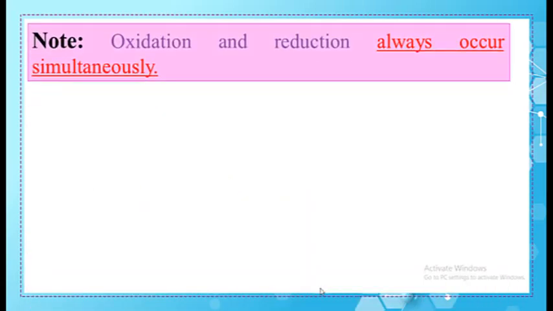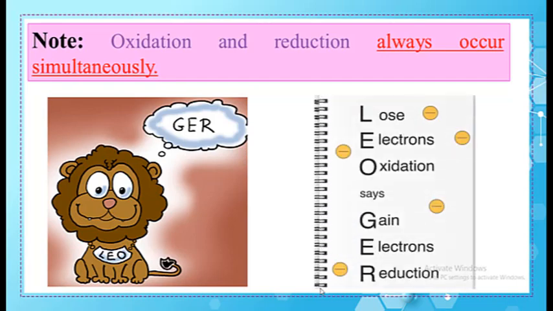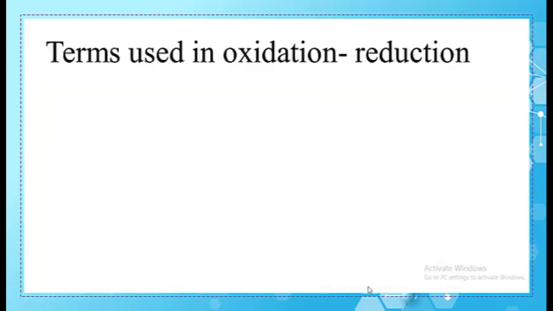Note, oxidation and reduction always occur simultaneously. In order to remember oxidation and reduction reactions, you should study two words, LEO and GER. LEO says GER. LEO means loss of electrons, which means oxidation half reaction, and GER means gain of electrons, which means reduction half reaction. It is used in oxidation reduction.